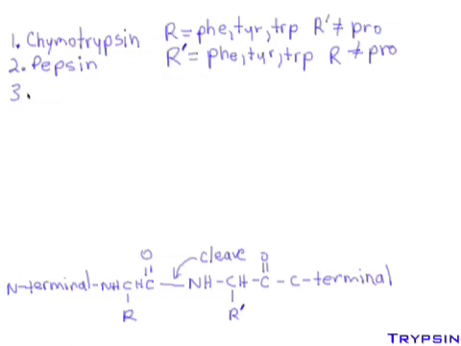There's another enzyme called trypsin. When the R group is lysine or arginine, trypsin will cleave to the right of it. So if you have a long peptide, find lysine or arginine and you can cleave to the right of those. Again, the other side of the bond cannot be proline.